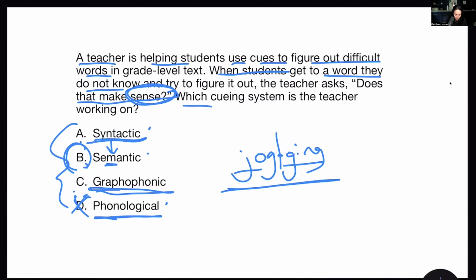And that's not what's going on here. Right now, we're talking about semantics. Does it make sense? But at least now you know the difference between syntactic, semantic, and graphophonic cueing systems. And remember, phonological is not a cueing system.